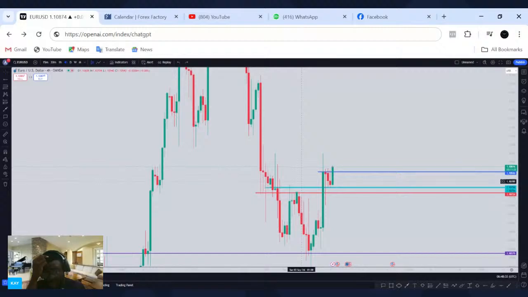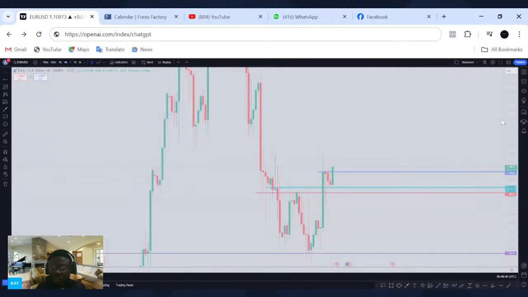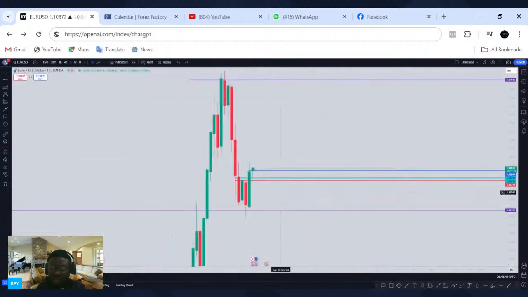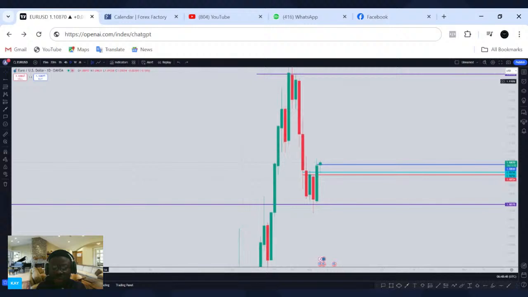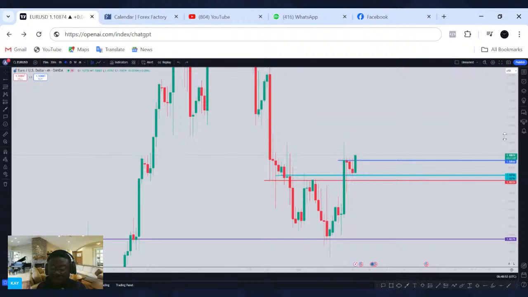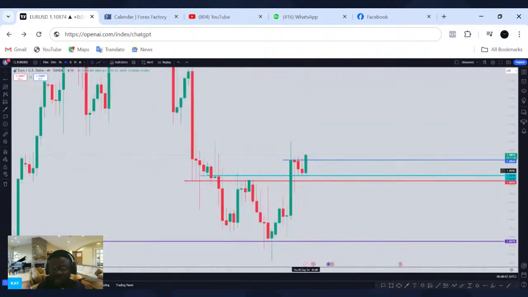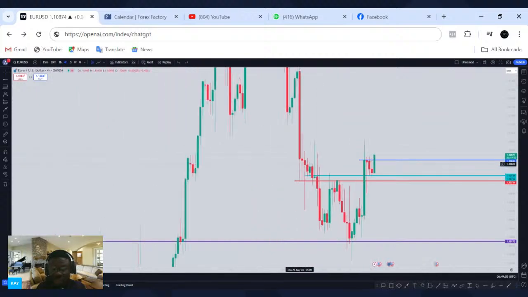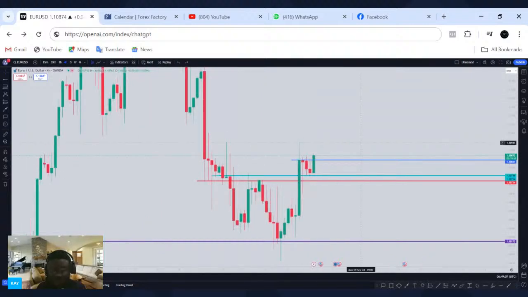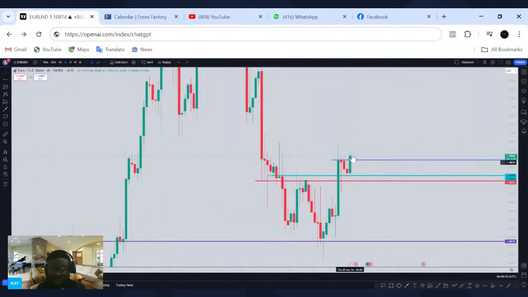I really love the setup on GU as compared to, let me check the daily time frame, the Euro USD. Euro USD is going to give a lot, the risk to reward is huge as compared to GU. But the H4 candle didn't give any bottom wick. You get it? It didn't give a bottom wick.